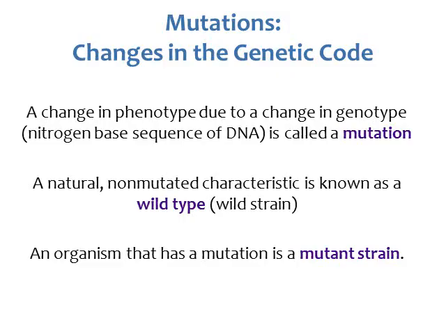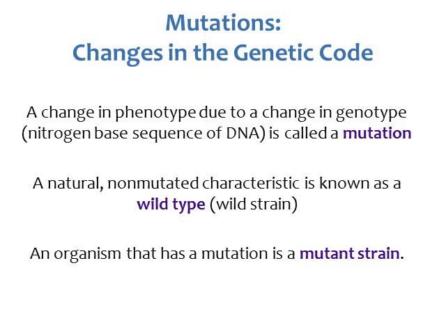So mutations are just changes in genetic code. Any change in the phenotype, so the physical characteristics, due to a change in the genotype or the genes or DNA, so its nitrogen base sequence, is called a mutation. Any natural, non-mutated characteristics are known as the wild type or wild strain. Any organism that has a mutation is known as a mutant strain.